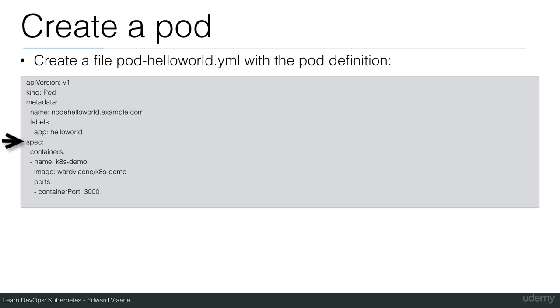In spec you're going to put the container definitions. We only have one container, so we're going to give it a name. The name of this container is kubernetes-demo, and the image refers to the image that we uploaded to Docker Hub. First your login, wardviaene is my login, then slash, and then the repository name. The ports that you want to expose on this pod. Here I'm going to expose container port 3000.